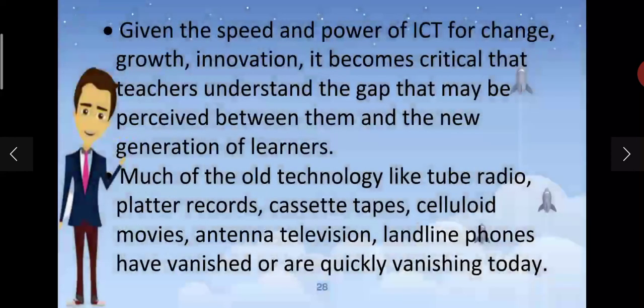Given the speed and power of ICT for change, growth, and innovation, it becomes critical that teachers understand the gap that may be perceived between them and the new generation of learners. Much of the old technology, like tube radio, platter records, cassette tapes, celluloid movies, antenna television, and landline phones, have vanished or are quickly vanishing today.